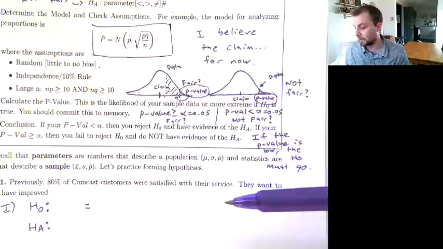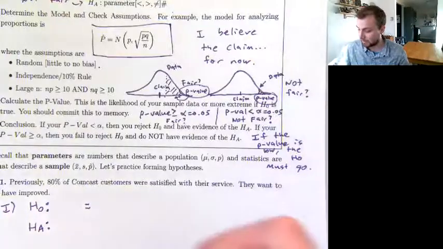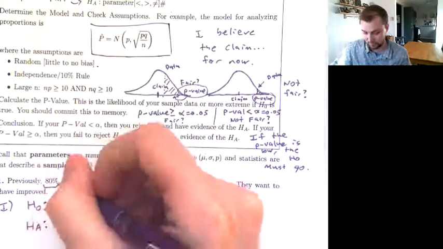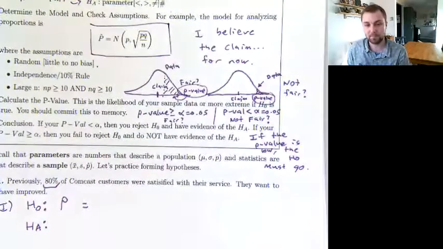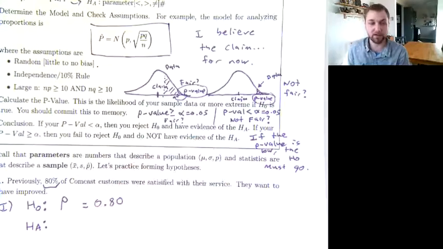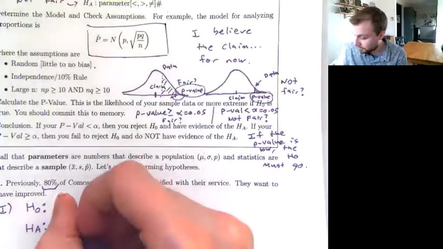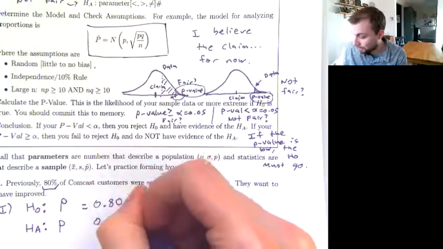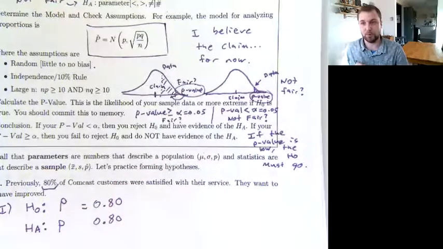It says previously 80% of Comcast customers were satisfied with their service, and they want to test if they've improved. So looking at this, it seems like this is about percentages. So I'm going to use the symbol p there. The number that's the percentage that they give me is 80%. So for the alternative hypothesis, p, the number will always match up, the symbol will always match up. The only thing I have to change here is the symbol.